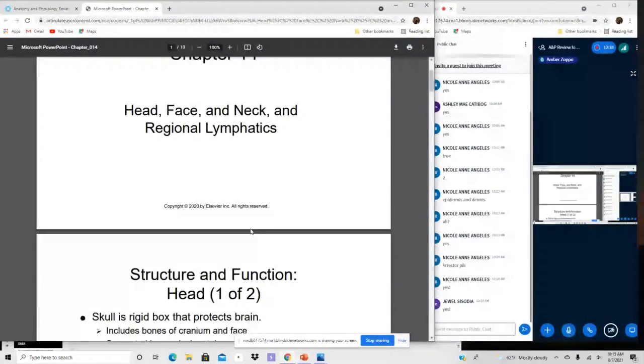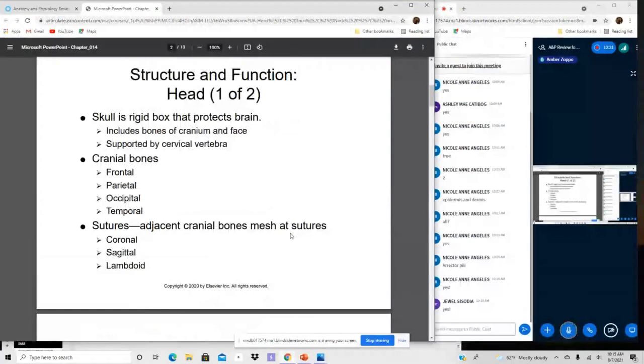Okay, so the head. The head contains the skull, and the skull is a rigid box that protects the brain. It includes the bones of the cranium and the face, and it is supported by the cervical vertebrae. The cranial bones include frontal, parietal, occipital, and temporal bones. And adjacent cranial bones mesh at the sutures. There's coronal, sagittal, and lambdoid.